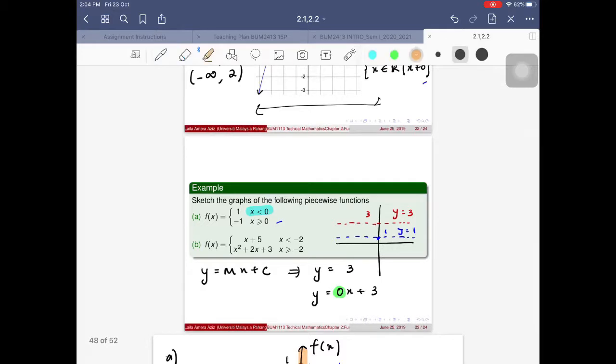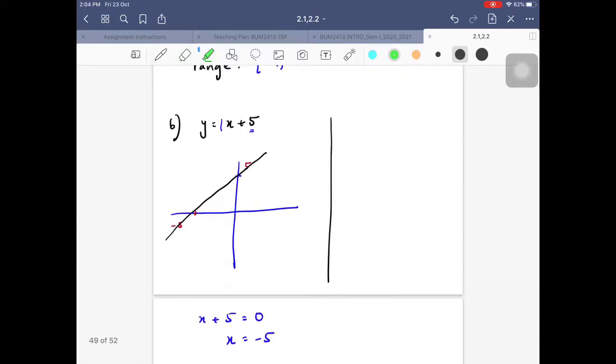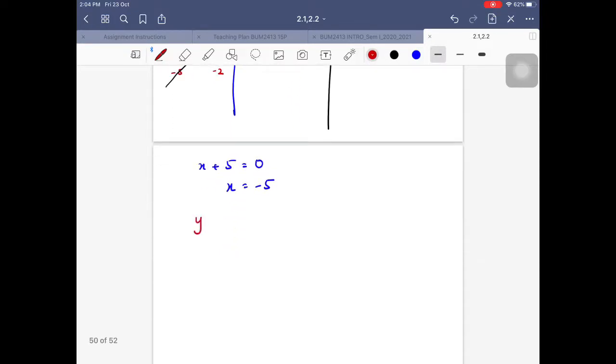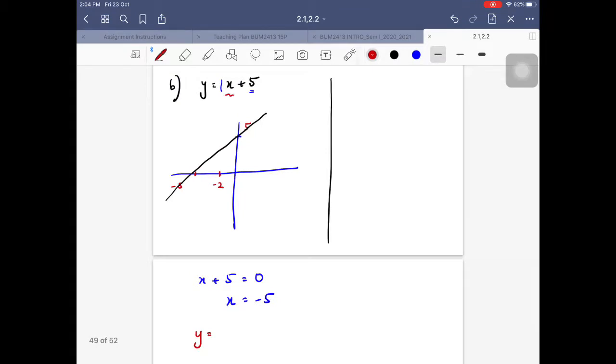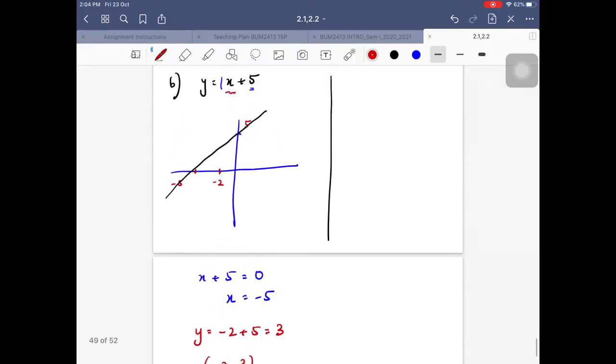However, if you have a look very closely at the interval, my graph of x plus 5 is only supposed to cover x less than -2. So where is x equal -2? Let's say somewhere over here. When I substitute x equal -2, I have -2 plus 5, so my value is going to be 3. When x is equal -2, my y coordinate equals 3.